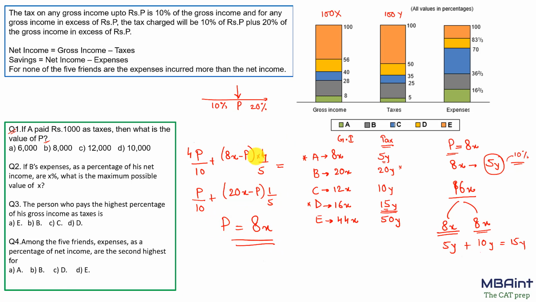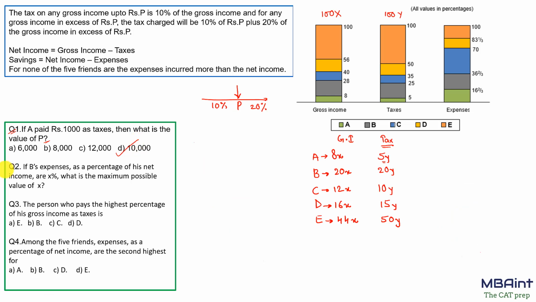Now, as we know the value of P, according to the question, A paid a tax of 10%. And the value of A is 8x. So, 10% is 1000. So, the total income of A would have been 10,000. Hope this is clear. Now, let's see question number 2.